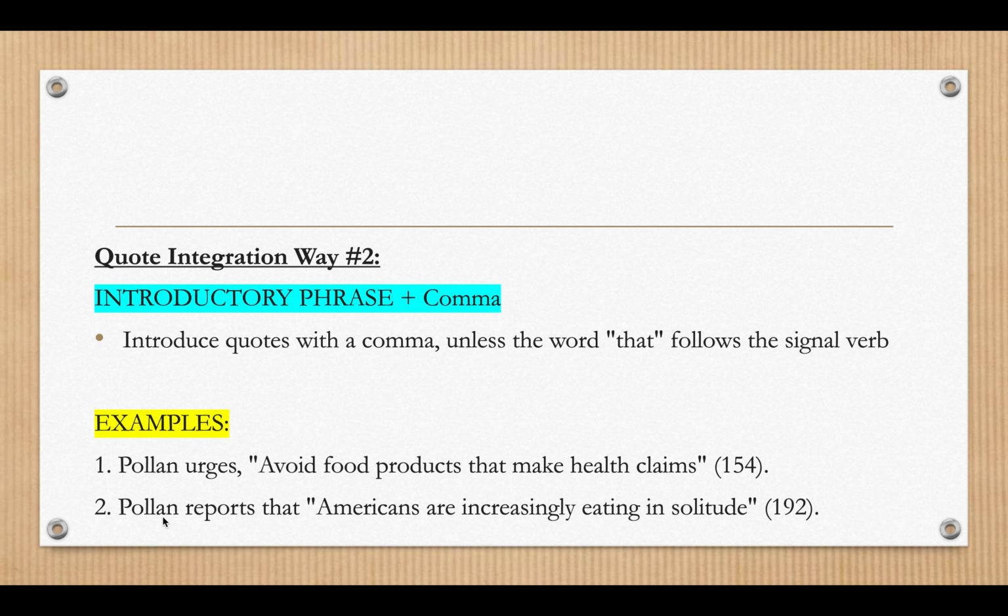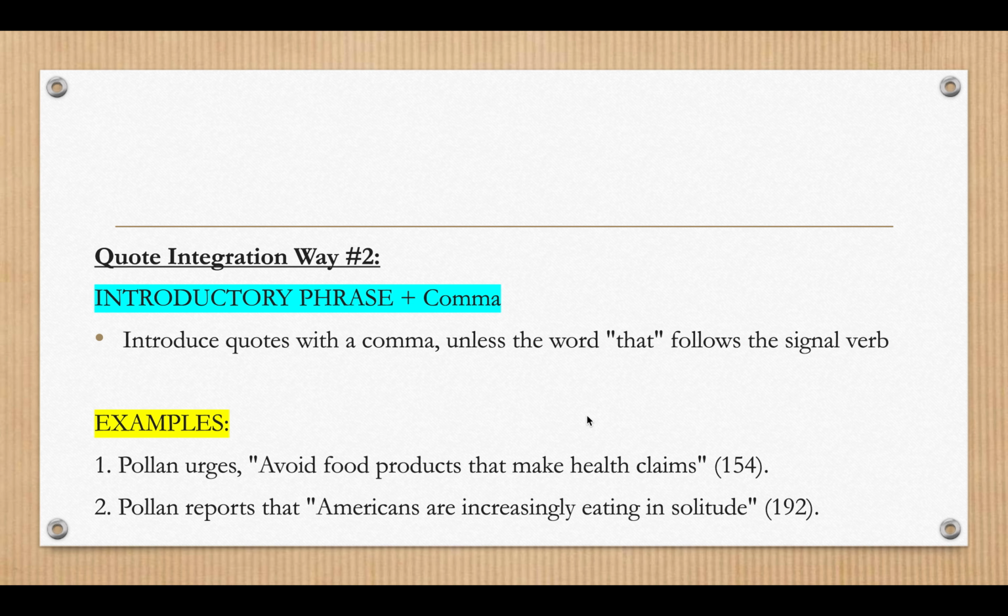The second example right here uses the word "that." Remember that this is a trigger word. So if "that" comes after the verb right here, this signal verb, then I'm not going to need to use a comma, right? So let's read it. It says, "Pollan reports that Americans are increasingly eating in solitude." Because I have the word "that," I do not need to add a comma. So if you happen to say in your own writing something like "Homer says that," and then put in your quote, remember that you don't need a comma right here, okay?